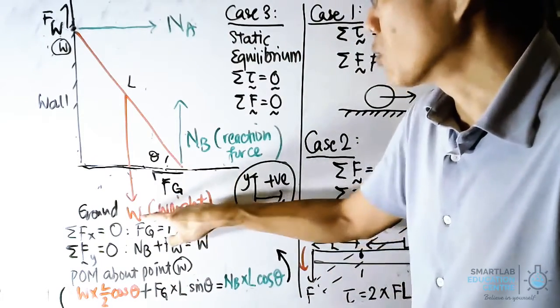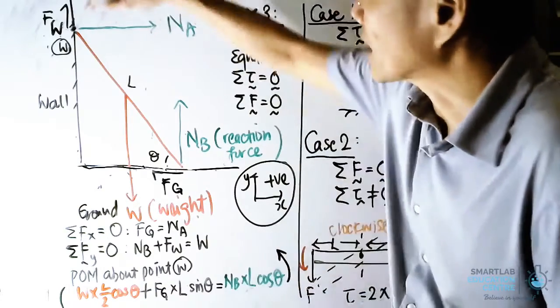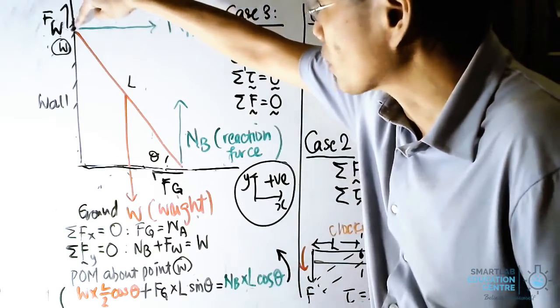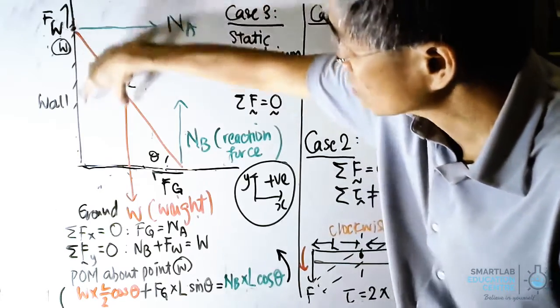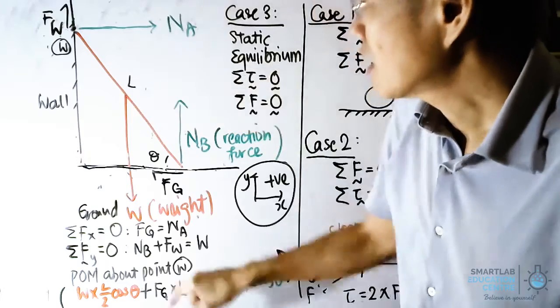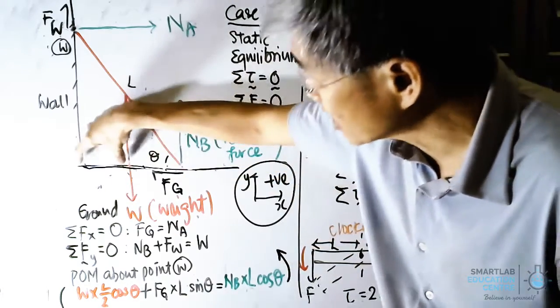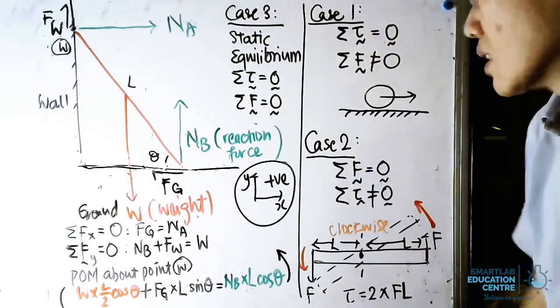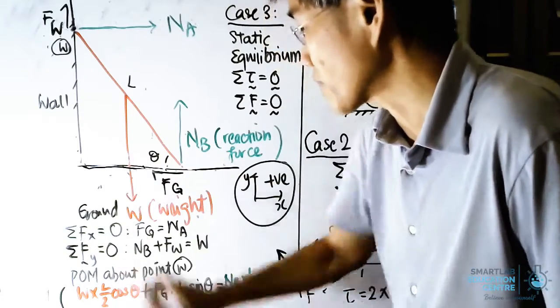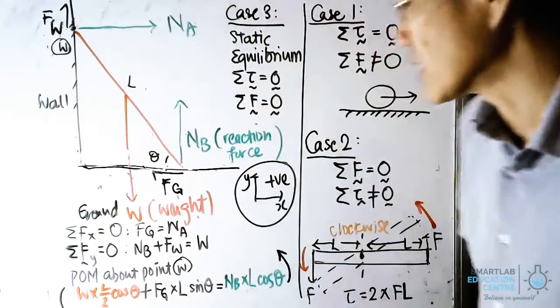So let's take a look at the moment caused by W. In this case, it will be W multiplied by the perpendicular distance from the pivot to its line of action. So in this case, this will be the perpendicular distance. And since this is L over 2, this will be L over 2 cos theta. This will also be L over 2 cos theta. Hence, the clockwise moment caused by W is W times L over 2 cos theta. This is the perpendicular distance.